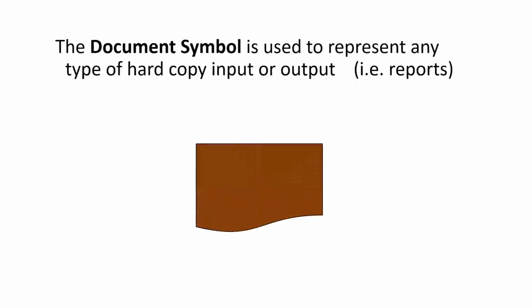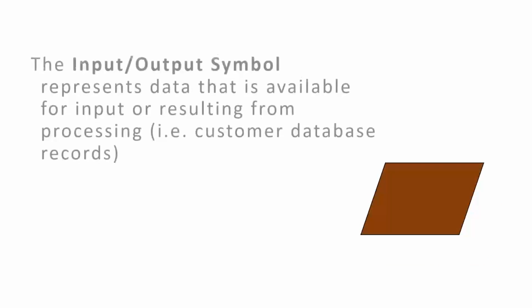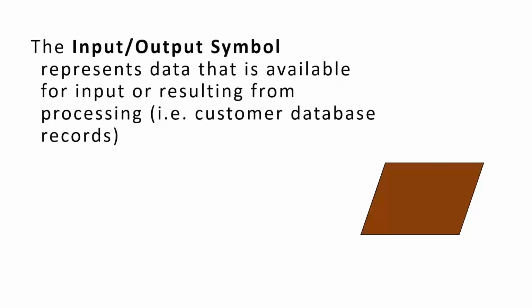The document symbol is used to represent any type of hard copy, input or output, that is, reports. Off-page connector symbols are used to indicate the flowchart continues on another page. Often, the page number is placed in the shape for easy reference. The input-output symbol represents data that is available for input or resulting from processing, that is, customer database records.